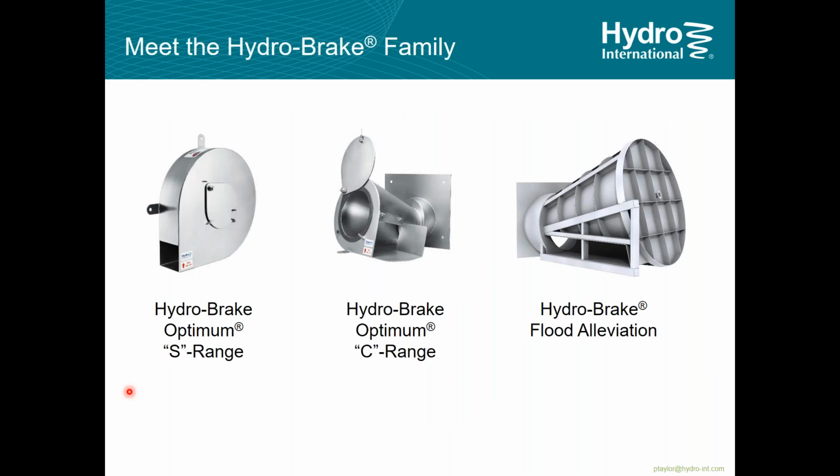Okay, so vortex flow control valves. There's a family of valves here. We call them the optimum range and the hydrobrake flood alleviation range. Now, within the optimum range, we have two basic valve shapes, and that's the S type, the one on the left. That's a snail shell type, hence the S nomenclature on it. The C, which is a conical shape, and the flood control.